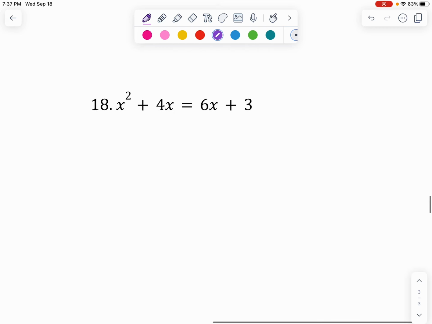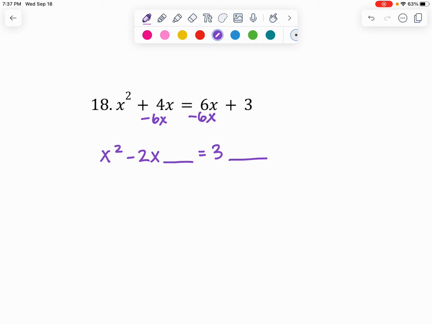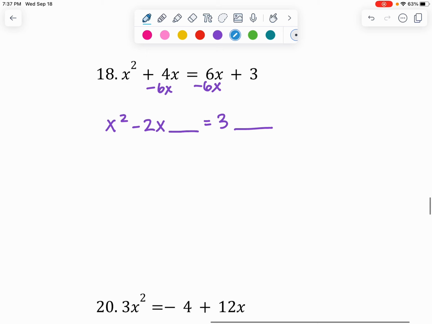To do number 18, step 1, I want the constant on one side and I want all the x terms on the other. So in this case, I'm going to have to move the 6x over by subtracting 6x from both sides. Now we have like terms here, so I'm going to combine them. 4x minus 6x is negative 2x. Leave a space, equals 3, leave a space. Now it's time to complete the square.